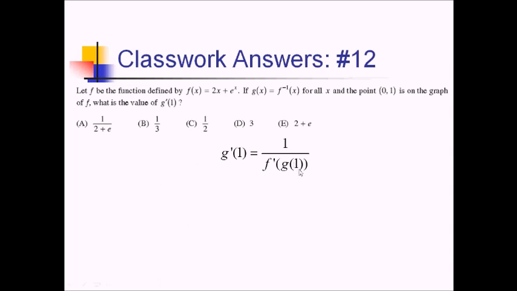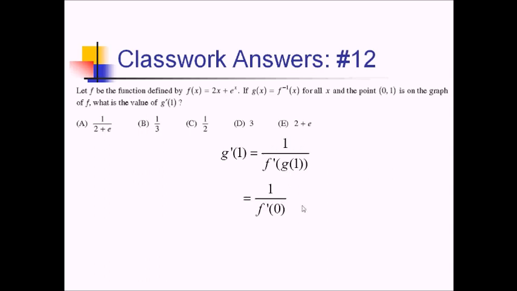Well, what is g of 1? That is the input for the f function when the output is 1. We see here, based off of the point 0, 1, that when the output to the f function is 1, the input was 0. So this is really asking for 1 over f prime of 0.